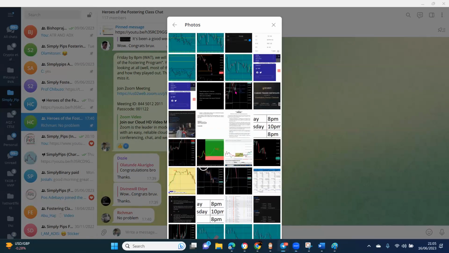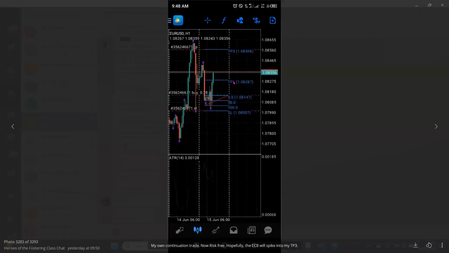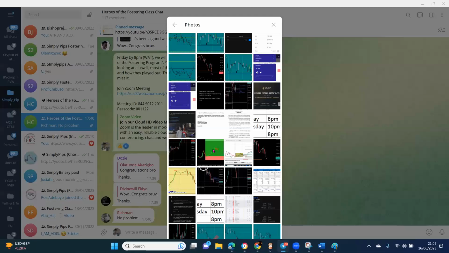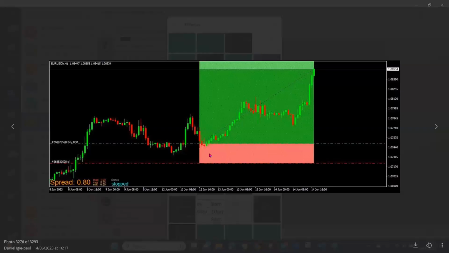So right, this is Prof's MT4. This was the Euro USD trade I was referring to. Just so you guys know, it's not an afterthought. I think this should be Daniel, right? Yeah, this is Daniel too. One of his strategies too, Daniel that does 1:10.